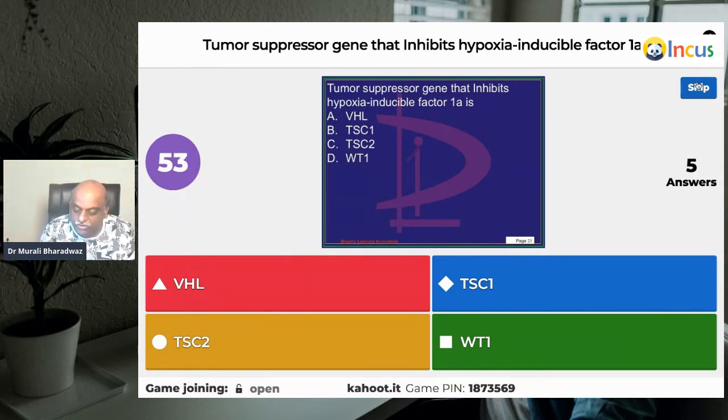Punch your answers, doctor. The tumor suppressor gene that inhibits hypoxia inducible factor 1A. Which one?